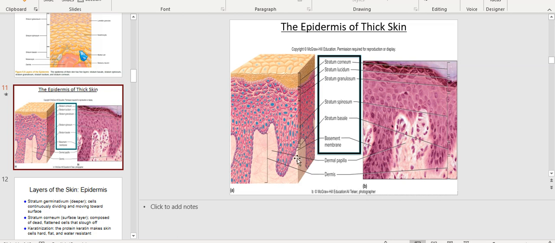Dermal papillae. You'll see these finger-like projections that come up from underneath. These are the dermal papillae. They provide more surface area so that your skin can attach to other skin, and so your skin doesn't fly off. That's what that is.